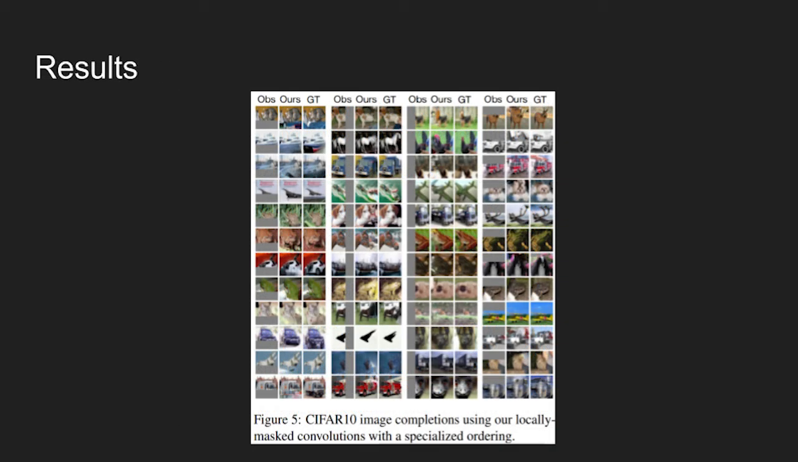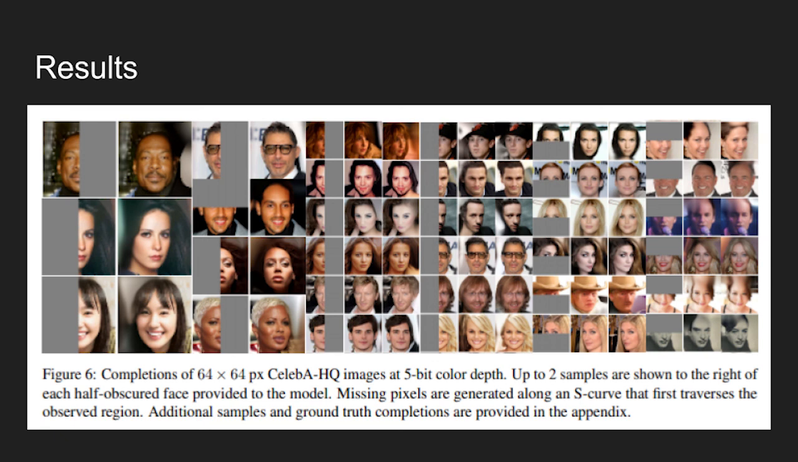Here are some qualitative results on the CIFAR10 dataset. The leftmost column group shows bottom half image completion results, and the next two groups show the right half and left half image completion results. Finally, the rightmost group shows top half image completion results, and we can see that the architecture enables the model to see available information present in the image, regardless of the positions. Lastly, here are completion results on the 64x64 CelebA-HQ dataset at 5-bit color depth.